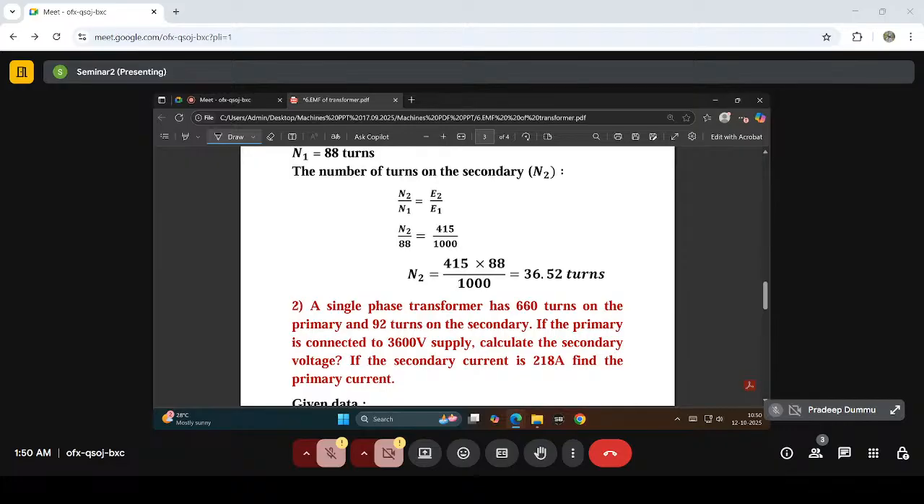Given data. N1 is equal to 660 turns, N2 is equal to 92 turns. Primary is connected, means can I say E1 is equal to V1 is equal to 3600? E1 is equal to V1 is equal to 3600, the primary voltage. Then what is I2? I2 is equal to 218 amperes. Apply the formulas.